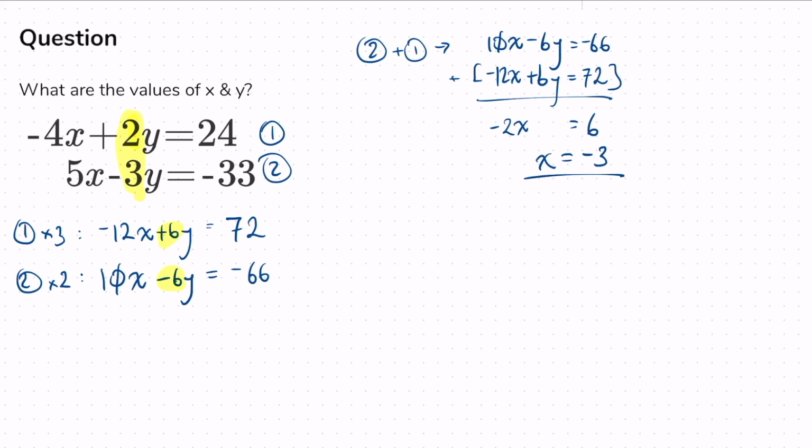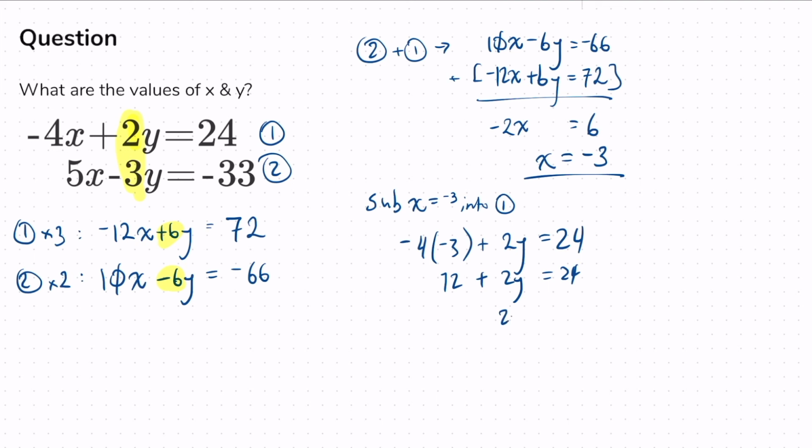Now what I'm going to do is substitute x equals negative 3 into, let's just put it into 1. So negative 4 times negative 3 plus 2y is 24. 12 plus 2y equals 24. Y equals 6. So, values of x and y: x is equal to negative 3, y is equal to 6.